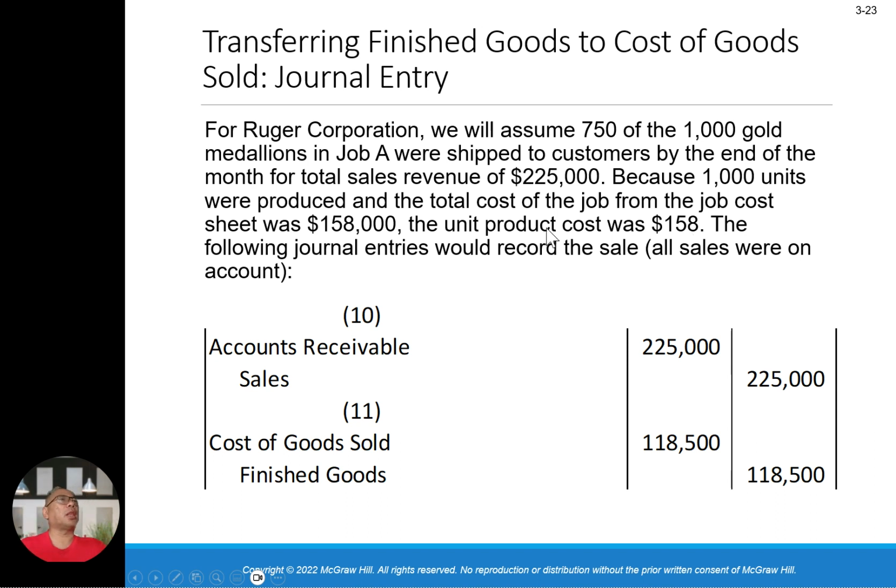So how are you going to book it? The following journal will record it. Okay, accounts receivable 225,000 debit, and then sales 225,000 credit. Now, because 1,000 units were produced and the total cost of the job is 158,000 and the unit product cost is 158, cost of goods sold is 118,500 debit and finished goods is 118,500 credit.